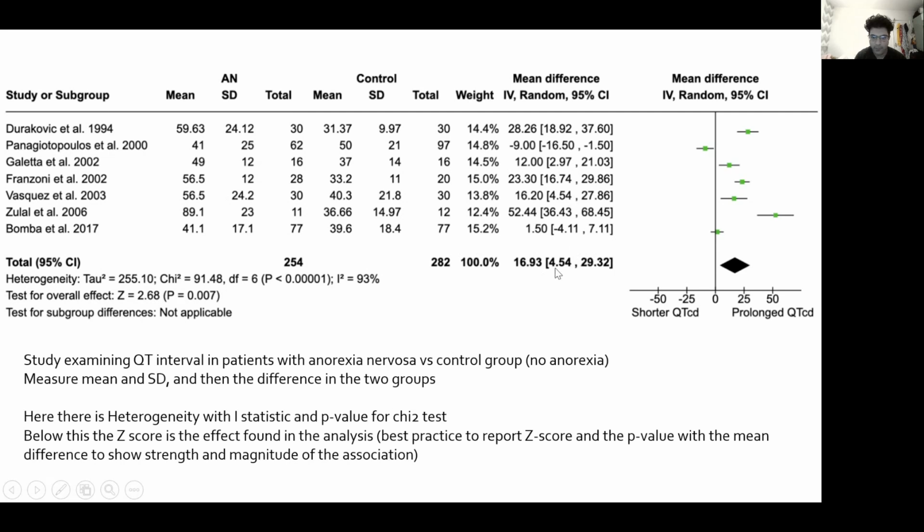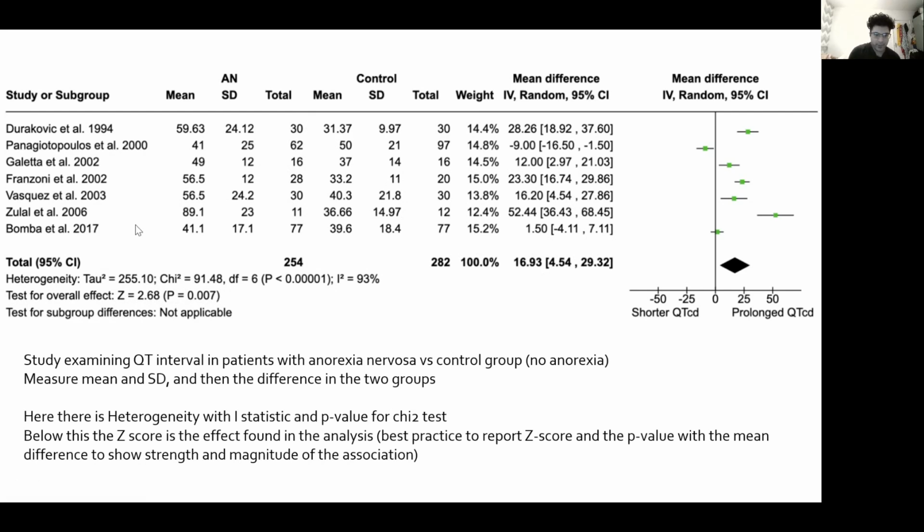And if you want to be confident that you're absolutely certain with that, you check the test for overall effect. So because this is mean difference, we use something called the Z-score. So you report the Z-score of 2.68, and then you also report the p-value 0.007. It's less than our threshold of 0.05, so we can be confident that there is a difference in the QT interval across these 2 groups.